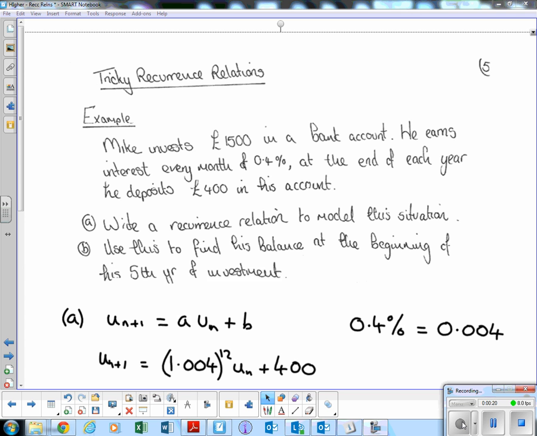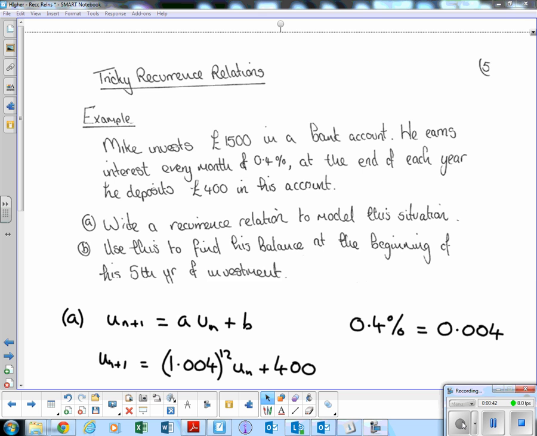So Mike invests £1,500 in a bank account. He earns interest every month of 0.4%. And at the end of each year, he deposits £400 in his account. So we've got different time frames there. We've got months and years that are being mentioned. Part A, write a recurrence relation to model this situation.